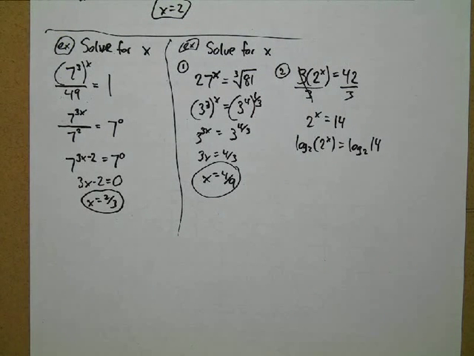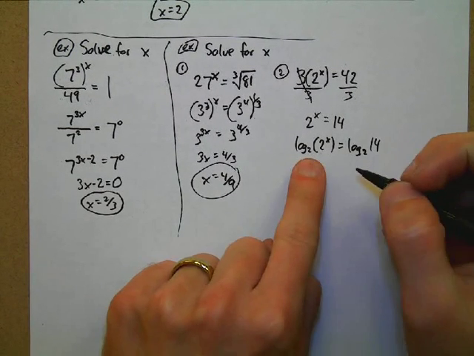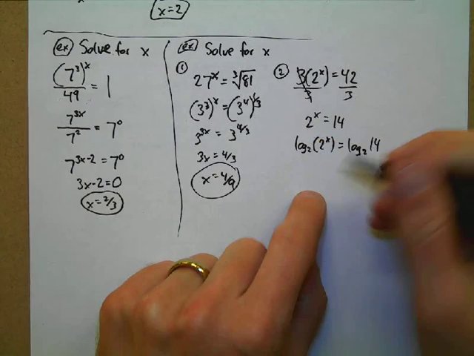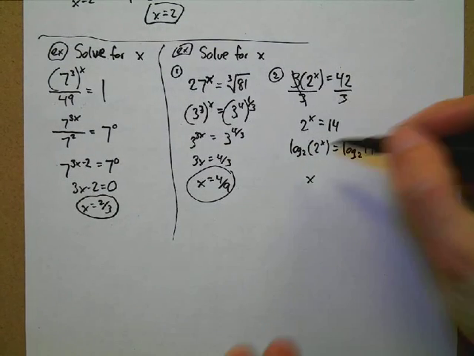Just x. What power of 2 gives us 2 to the x? Well, it's just x. Or you can imagine pulling the x out front and doing log base 2 of 2, which is just 1. It'd be 1 times x, so x as well. And so we know that x equals exactly log base 2 of 14.